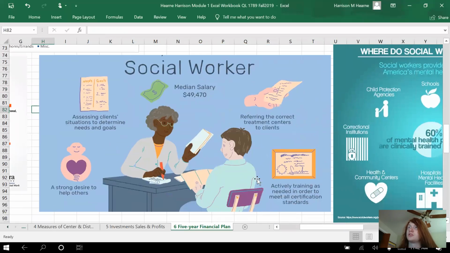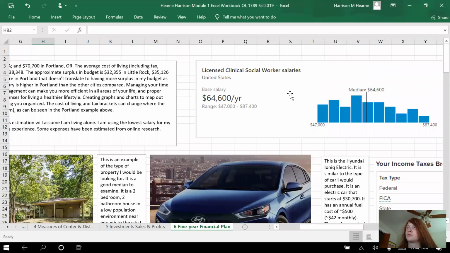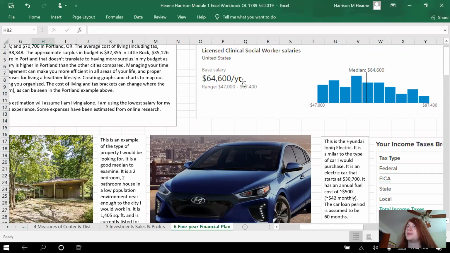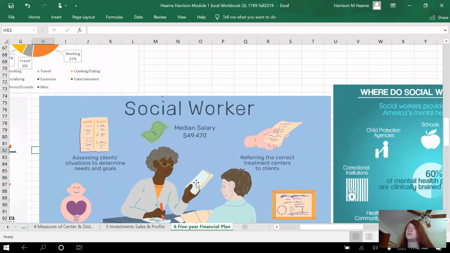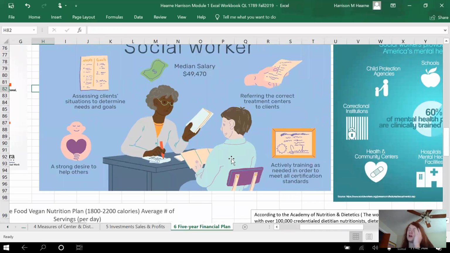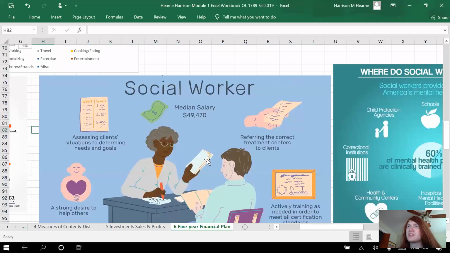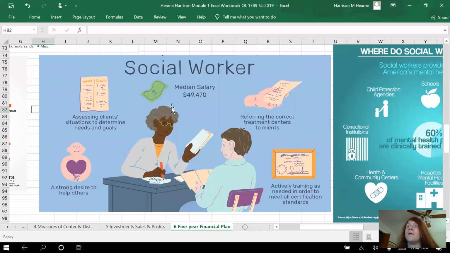So this picture here is a kind of nice general overview. Median salary of $49,000, which is actually a bit lower than the median salary here. This image is probably an older image, so we don't necessarily need to pay as much attention to that median salary. But this is a brief overview of things that social workers do.